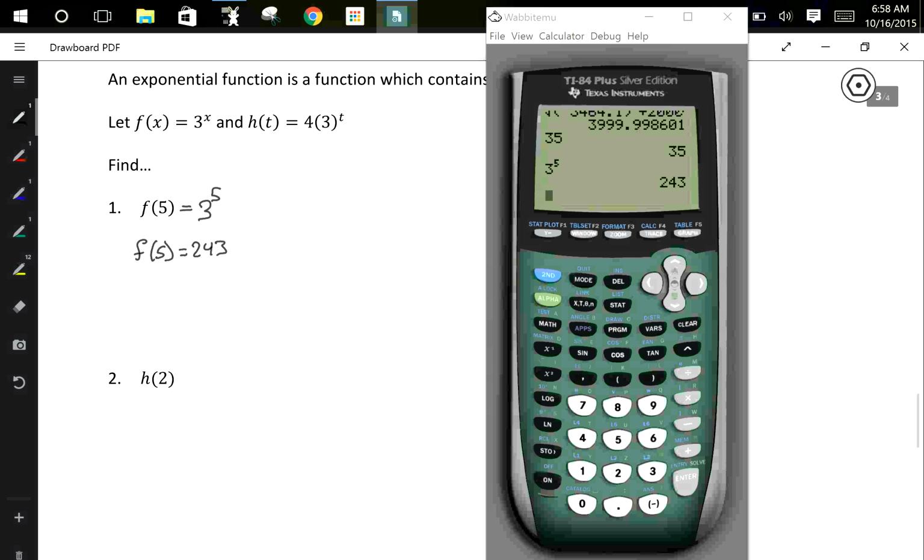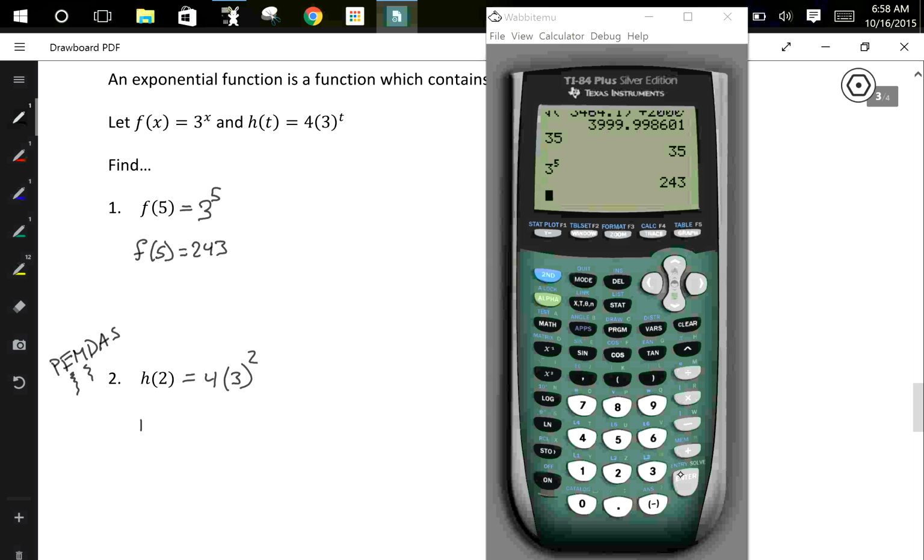Then we have h of 2. That means you use my h function over here. And what am I going to plug in for t? I'm going to plug 2 in for t. So that becomes 4 times 3 squared. Now, because of order of operations, I know that I have to do the exponents before the multiplication.